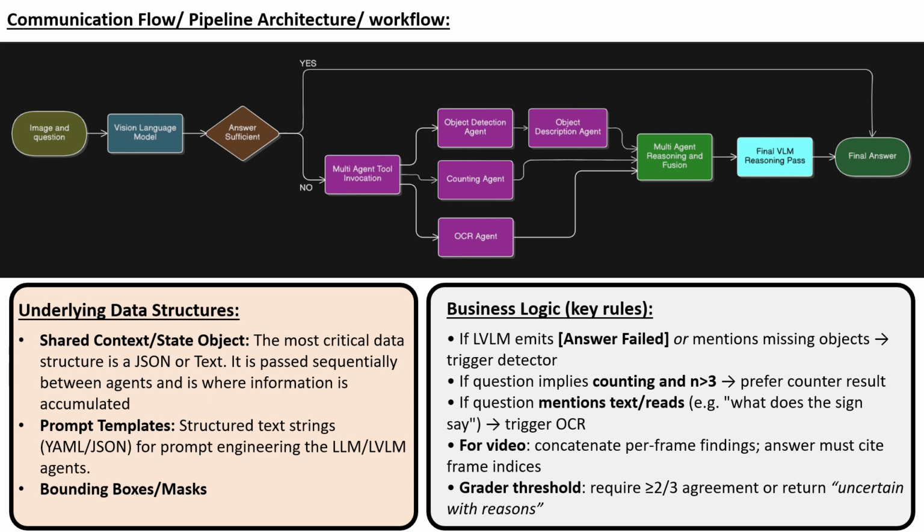Coming to our architecture and logic, at the core, an orchestrator manages communication between all agents. It passes a shared JSON context that keeps track of reasoning and visual data. Rule-based logic decides which agent to activate. For example, counting triggers CLIP Count, and text questions trigger OCR.